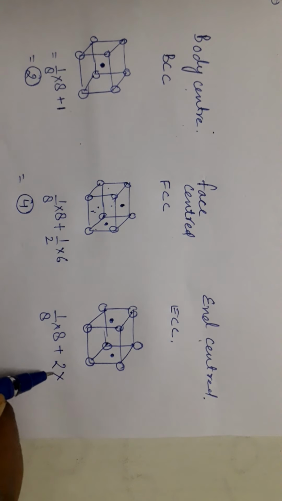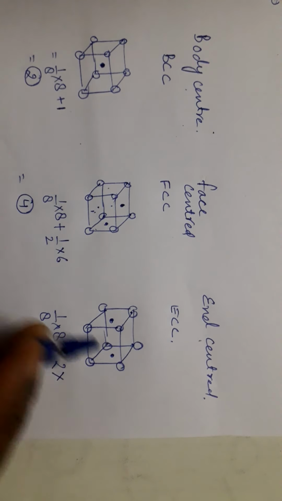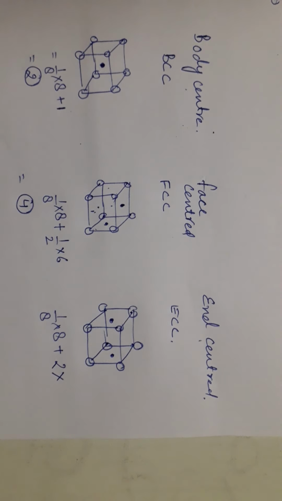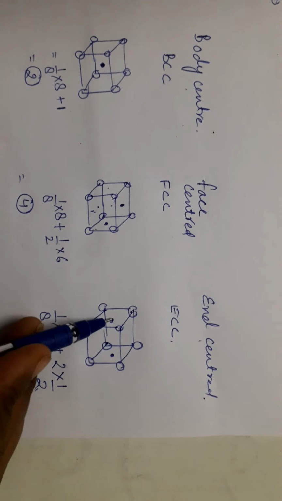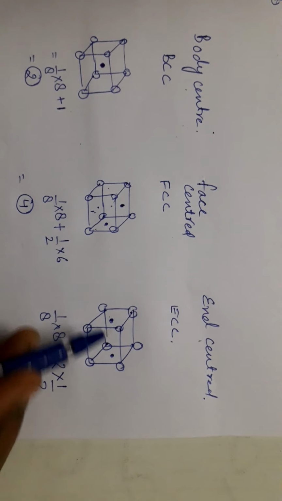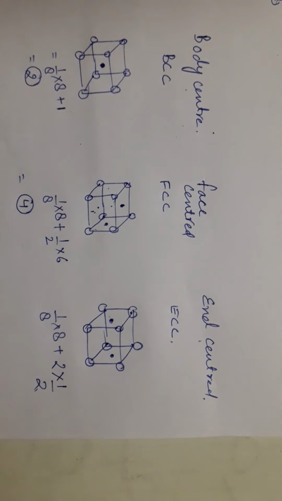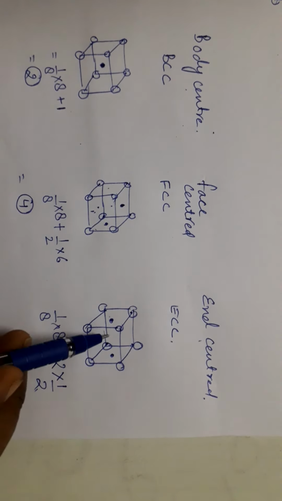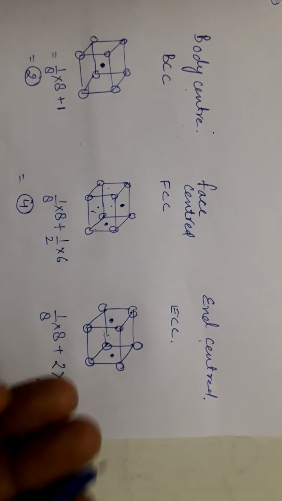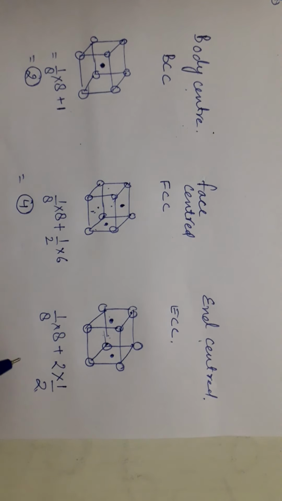We have to explain the contribution of the walls here. The contribution is 1/2, because the atom present at the center of a face is shared by 2 unit cells: half belongs to the present unit cell and half to the adjacent unit cell. So the total number of atoms is 2.